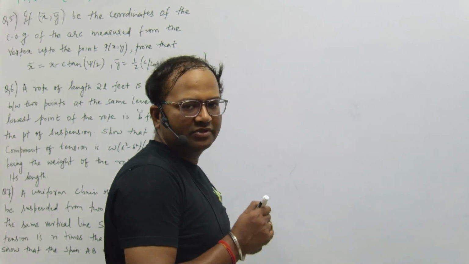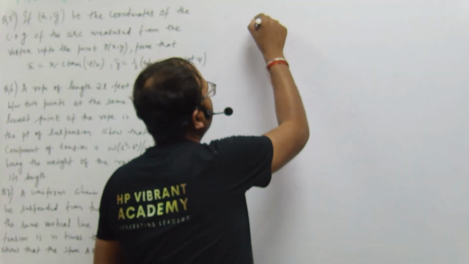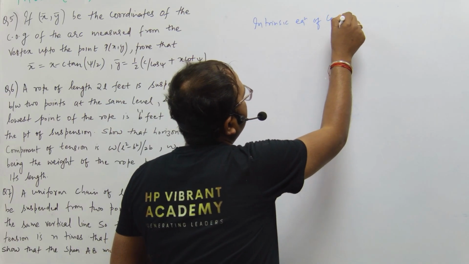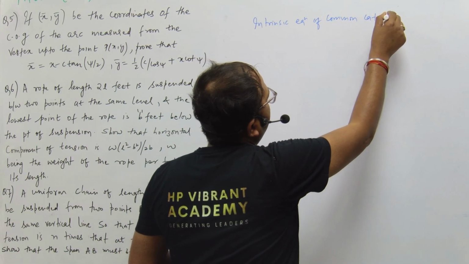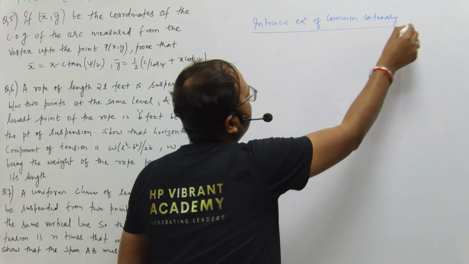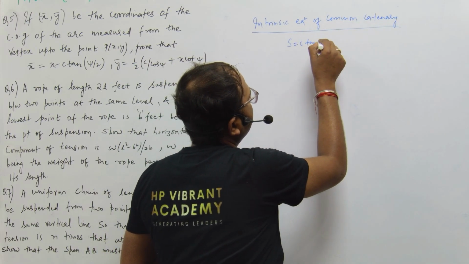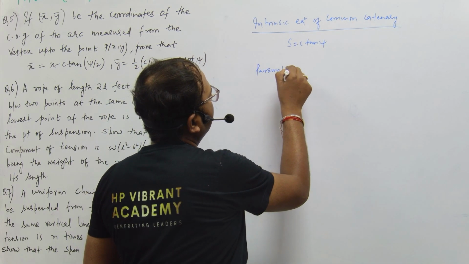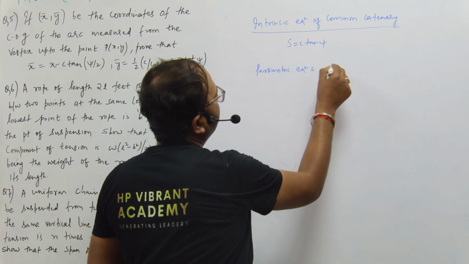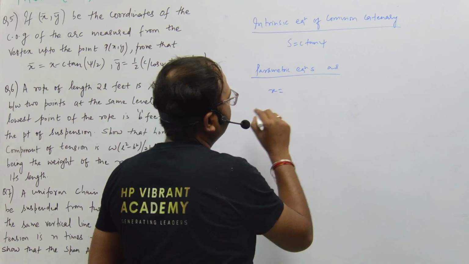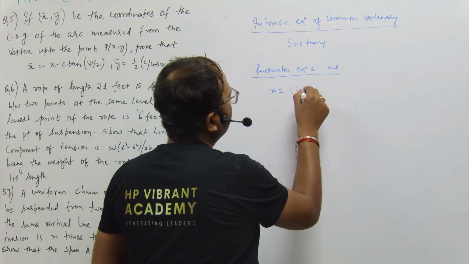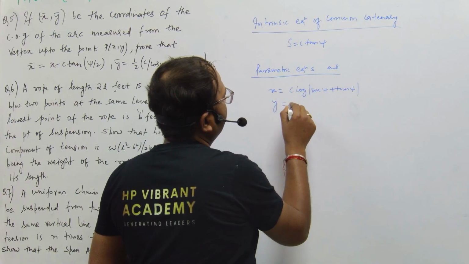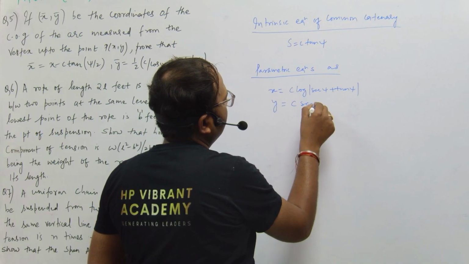What we have seen in the previous set of lectures is that the intrinsic equation of common catenary is s = c tan psi, and the parametric equations are x = c log(sec psi + tan psi) and y = c sec psi.